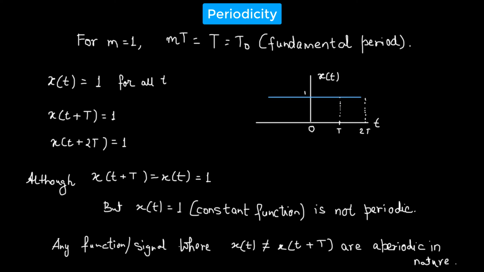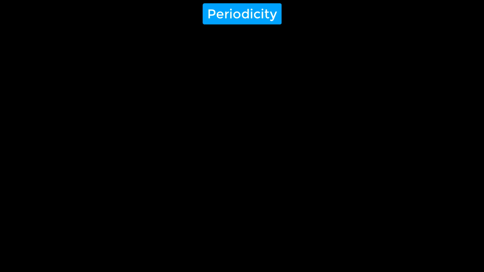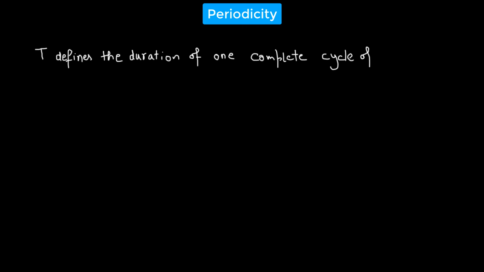Now let us try to understand a little bit more about the fundamental period t. The fundamental period t is used to define the duration of one complete cycle of the signal x of t. So this is how we define the fundamental period t.